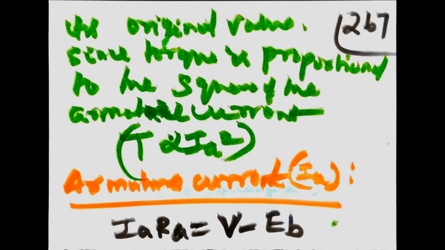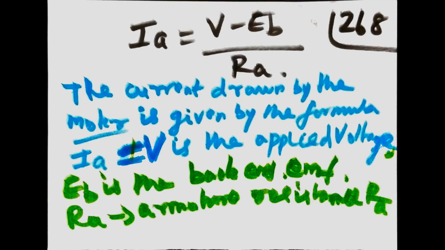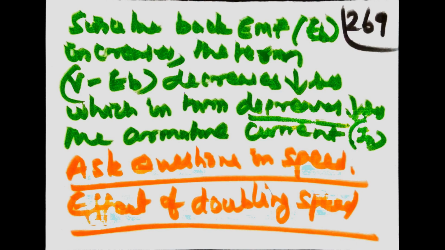Armature current Ia is found from the equation Ia Ra equals V minus Eb, where Eb is the back EMF. Ia equals V minus Eb divided by Ra. The current drawn by the motor is given by the formula Ia equals (V minus Eb) divided by Ra, where V is the applied voltage, Eb is the back EMF, and Ra is the armature resistance. Since the back EMF Eb increases, the term V minus Eb decreases, which in turn decreases the armature current Ia.